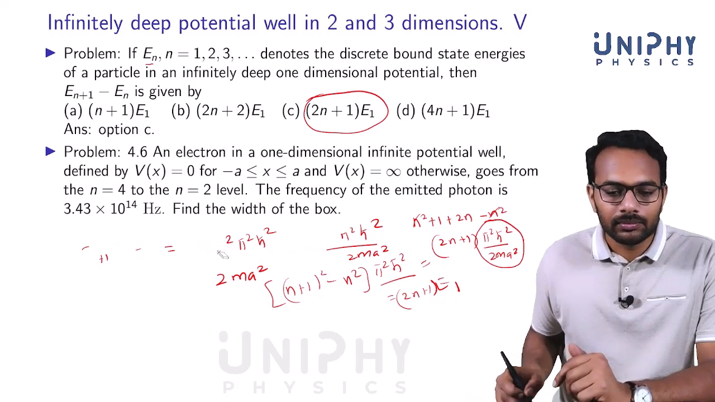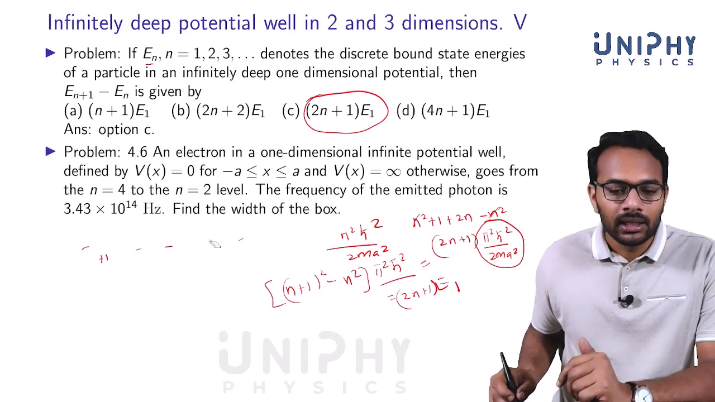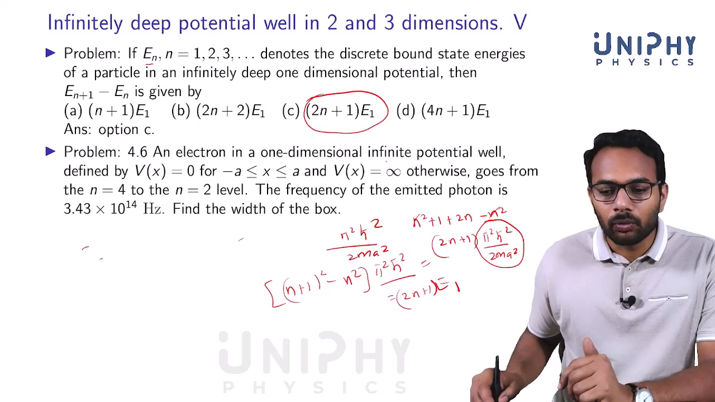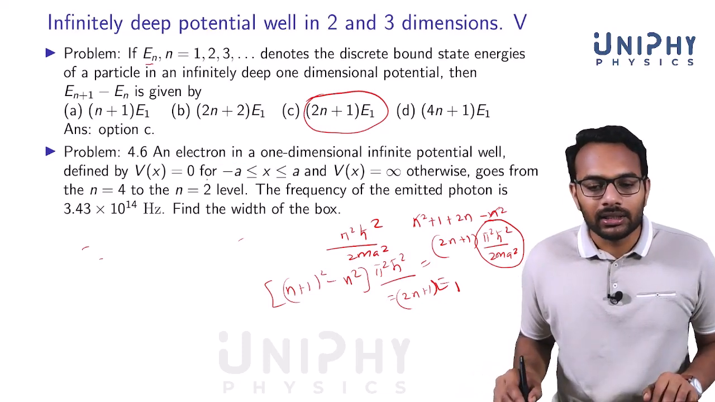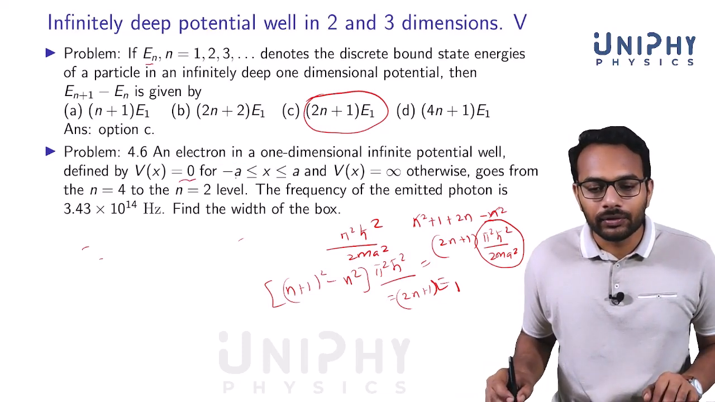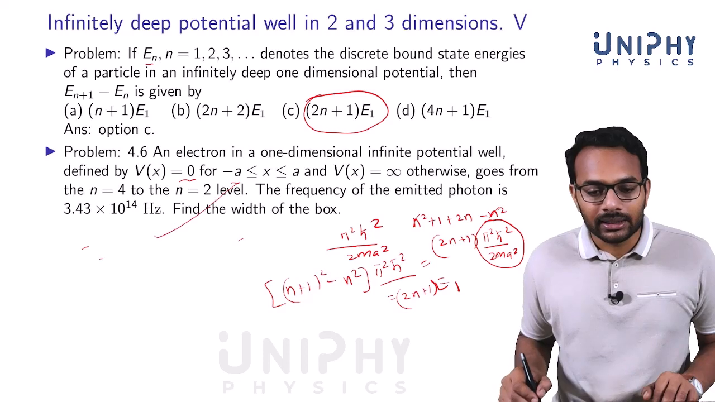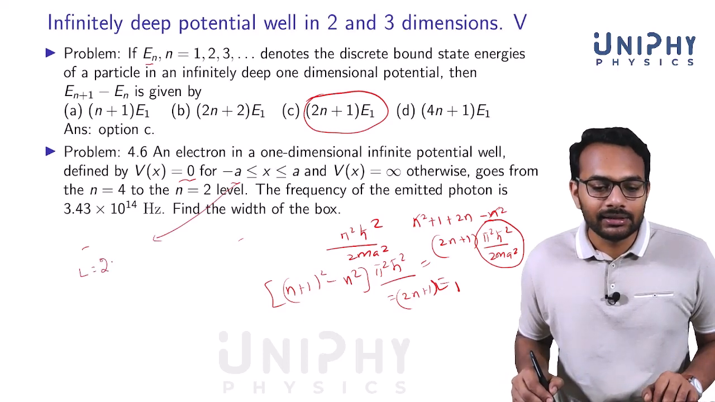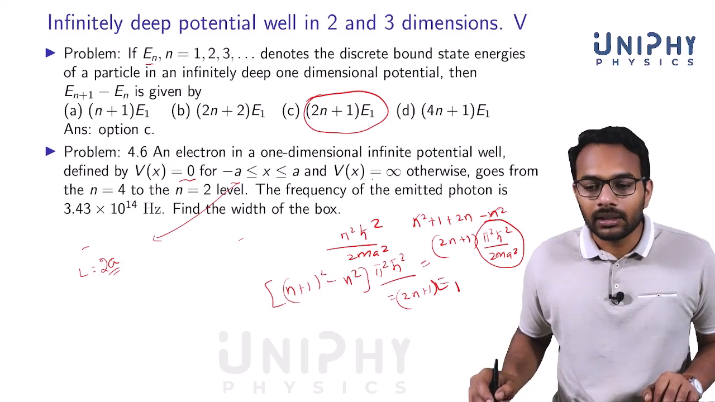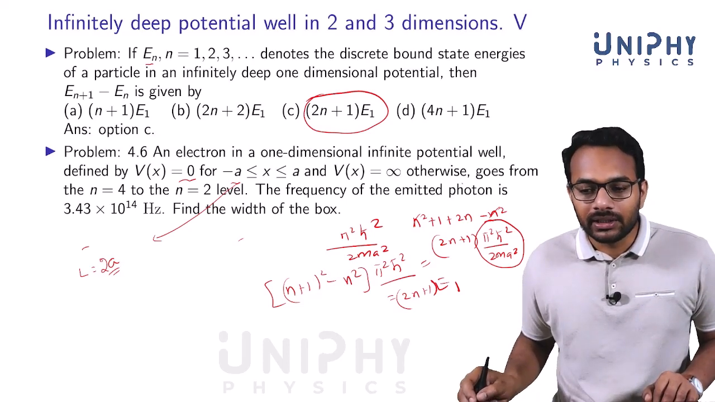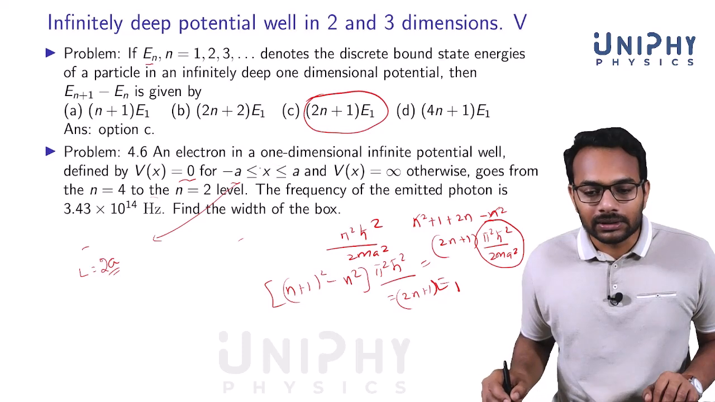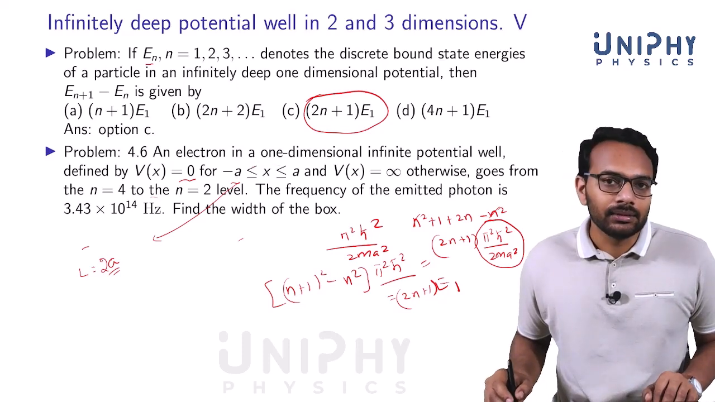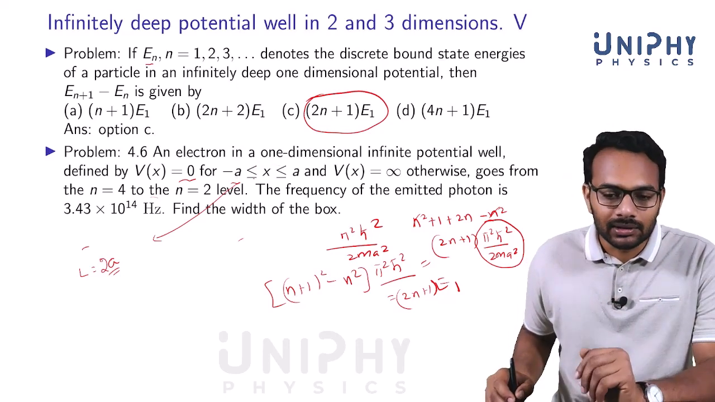Here's another problem, again in a one-dimensional potential well. An electron in a one-dimensional infinite potential well defined by V of x equal to 0 for minus a less than or equal to x less than or equal to a. Okay, so you note that the width here is 2a. Don't forget that the width here is 2a. V of x is equal to infinity otherwise. Also you see that it's a symmetric potential.